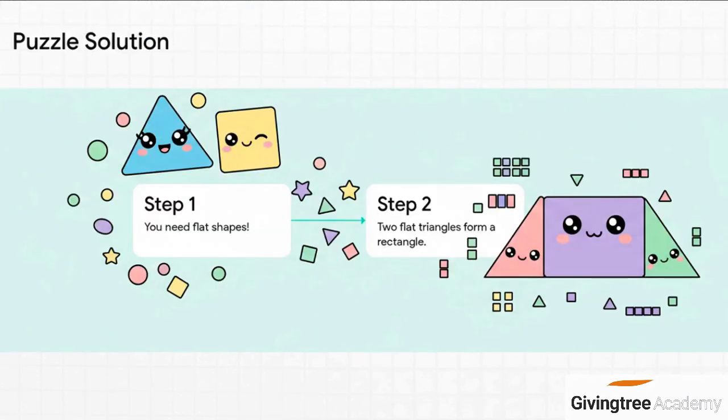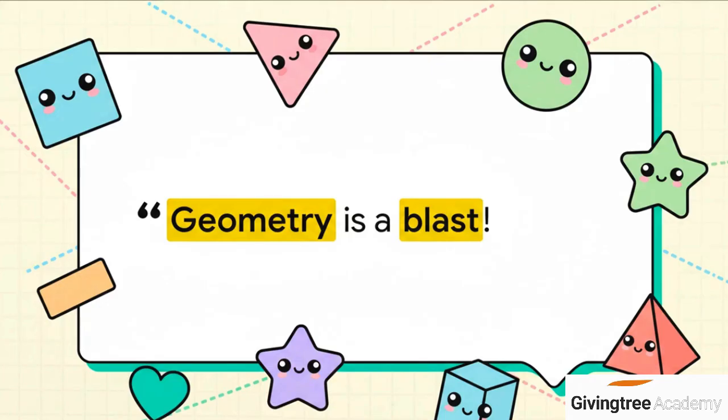Did you get it? The answer is you need flat shapes. And if you take 2 of those flat triangles and you join them along their longest side, look at that. You've made a perfect rectangle. Awesome. And there you have it.